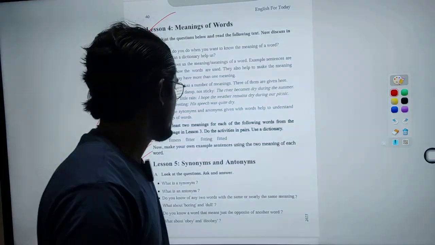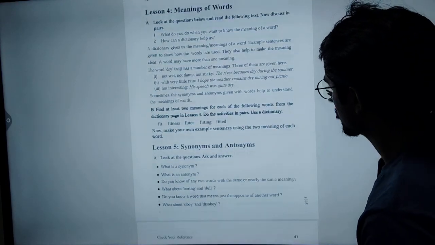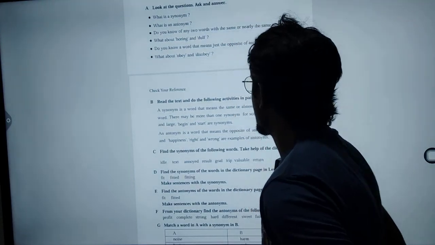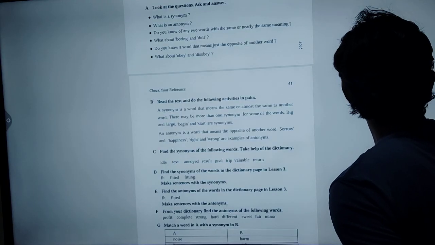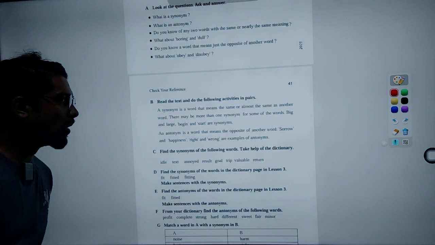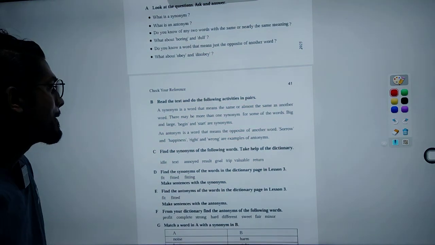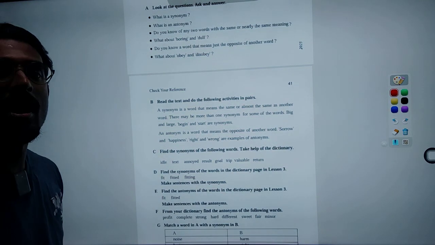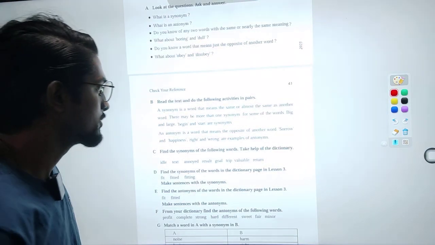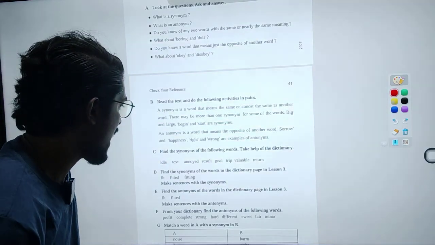Now lesson 5, synonym and antonym, very important. So what is a synonym? A synonym is the same word or almost the same as another word. There may be more than one synonym for some of the words. Big and large are synonyms. Let's see. An antonym is the opposite word. Sorrow and happiness, right and wrong are examples of antonyms.